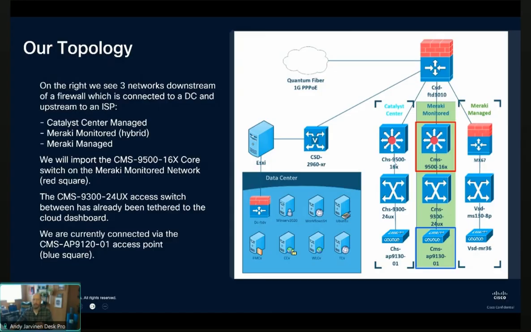This is managed by Catalyst Center. In the middle, I have basically the same stack, 9500, 9300, 9130. That's managed via the CLI, and we're going to import it into the Meraki dashboard today. I'm currently connected to this AP in the blue box on the bottom, and we're going to be performing this configuration on this core switch in the red box on the top.